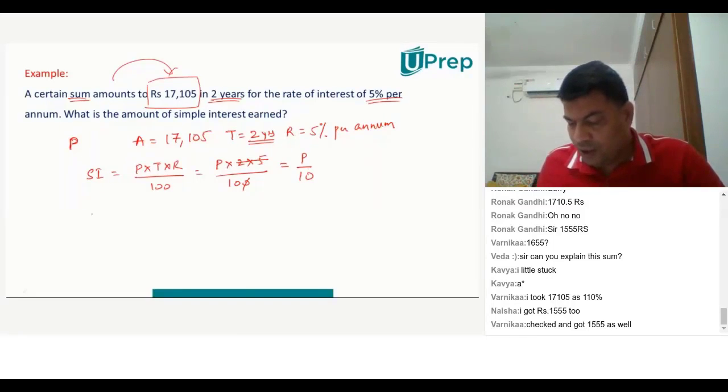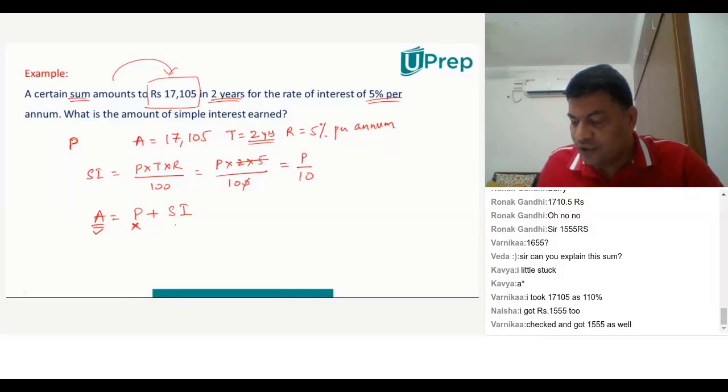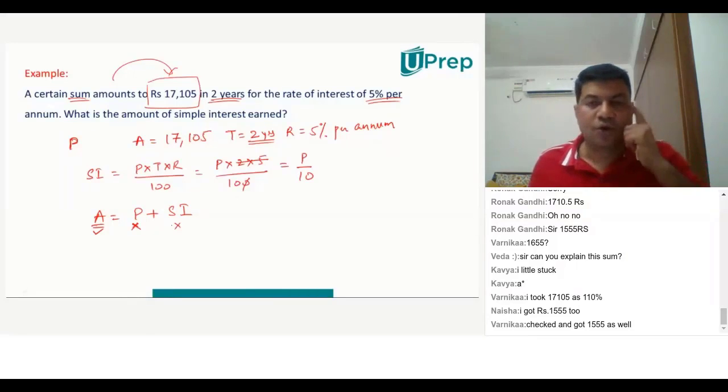But we know amount is equal to principal plus simple interest. Now, amount is given to you, principal is not given to you. In simple interest also, you have something called P. So that is also not known to you. You just substitute, you'll get the answer.